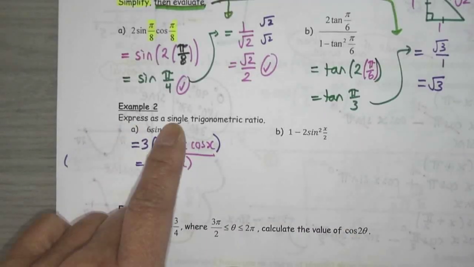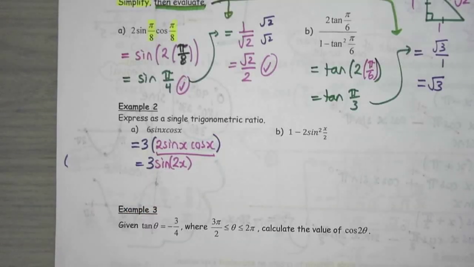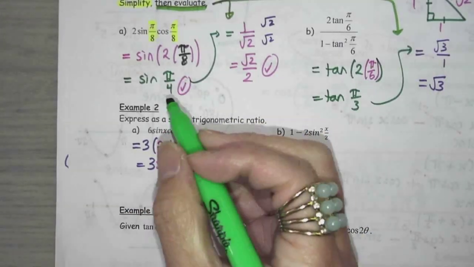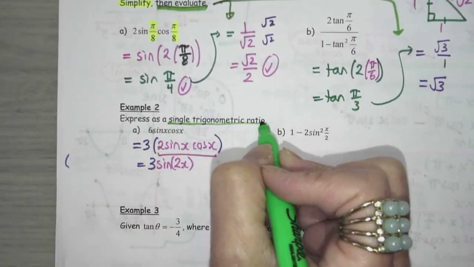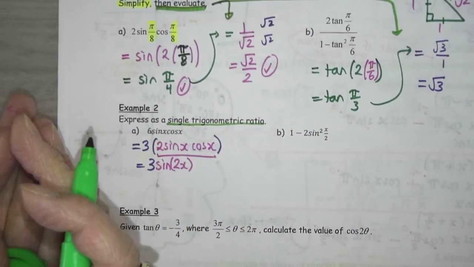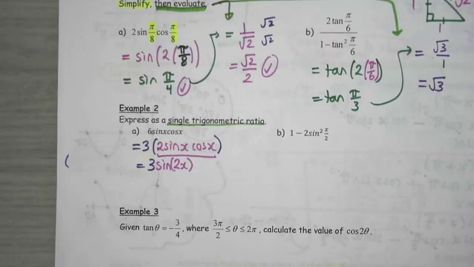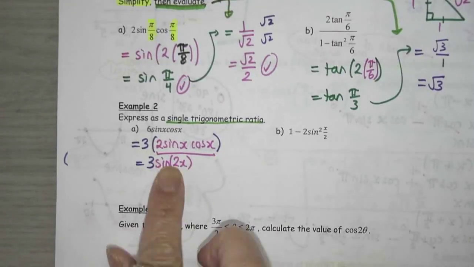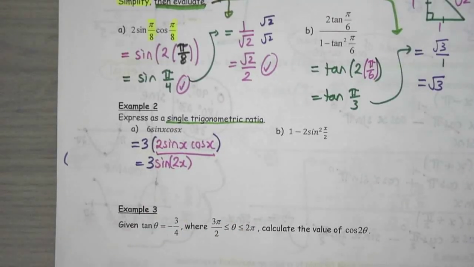So it says as a single trig ratio. It's always hard when you read the question. You're like, wait, what do you mean? They want you to simplify. They want you to go from the right side of the formula to the left side of the formula, which makes it into a single trig ratio. Instead of 2, there's a single trig ratio left.